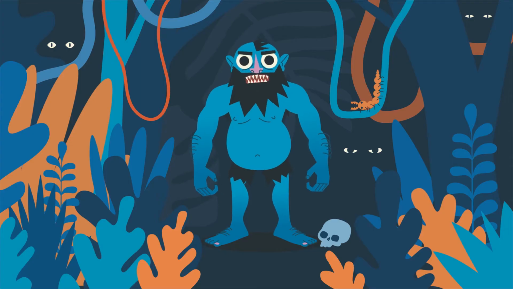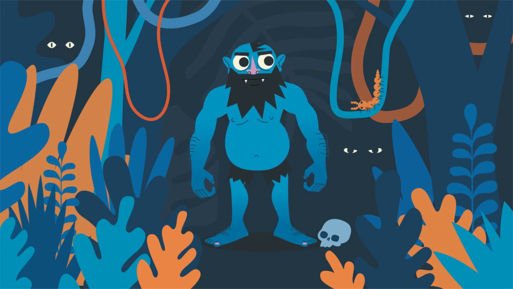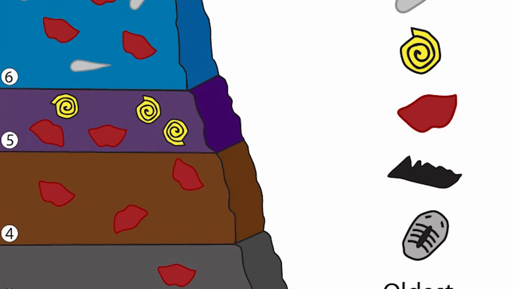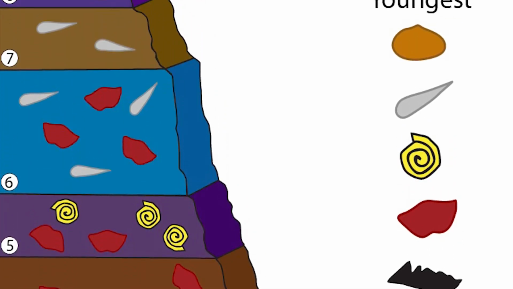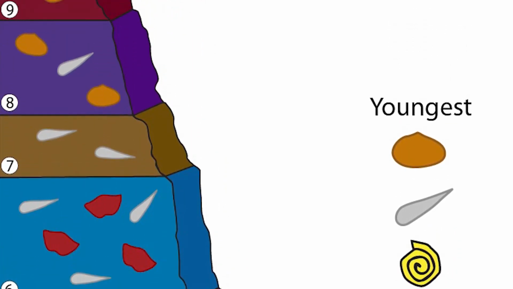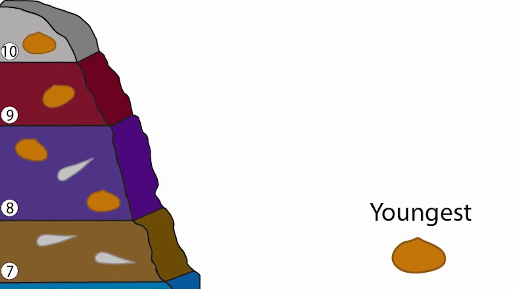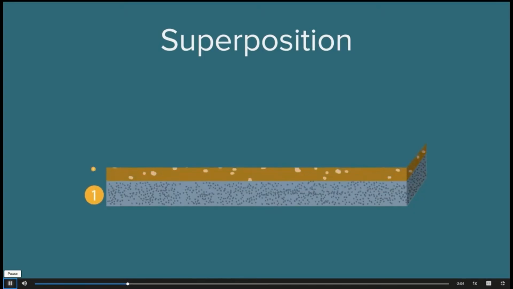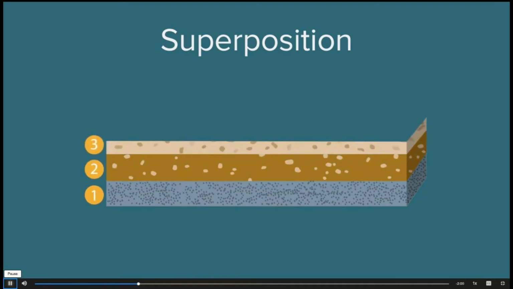Relative ages of rock layers. Sedimentary rock forms in layers. The law of superposition states that in a sequence of undisturbed sedimentary rocks, the oldest layers are at the bottom, and the youngest ones are at the top. The oldest layers are deposited first. Over time, these layers are buried as new sediment gets deposited on top of the existing layers.